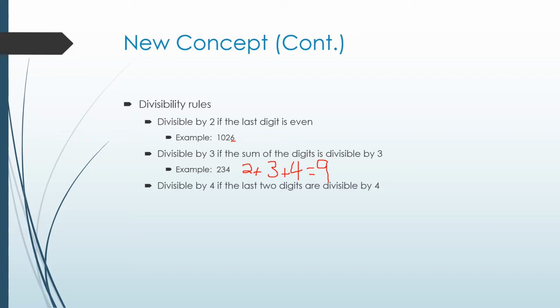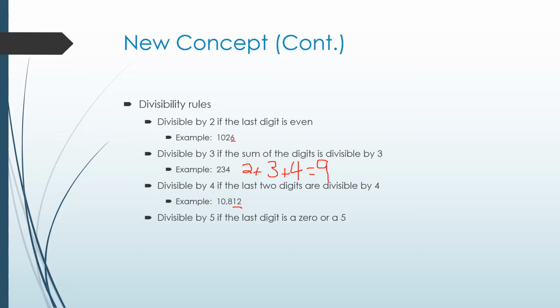Next one, divisible by 4 if the last 2 digits are divisible by 4. So in 10,812, which would take us a little while to divide if we actually did the division by 4, I look at the last 2 digits, which are 1 and 2, 12. And 12 can be divided by 4, so that means this number can also be divided by 4.